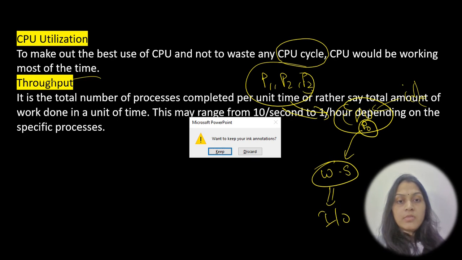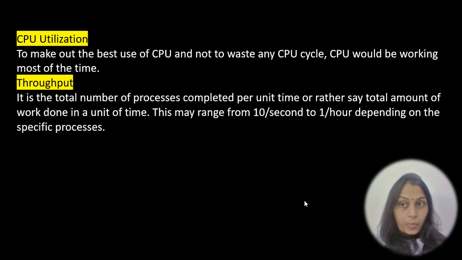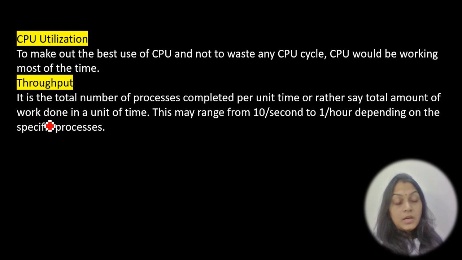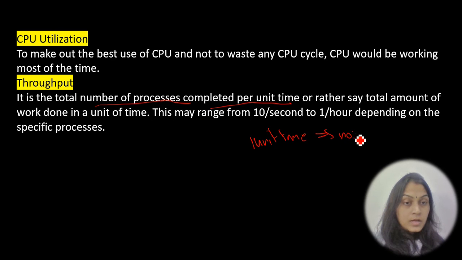So the next concept is throughput. Throughput means what? The basic meaning: it is the total number of processes completed per unit time, or you can say the total amount of work done in a unit time. So in one unit time, how much work is going to be done, that is, how many processes are completing their work.